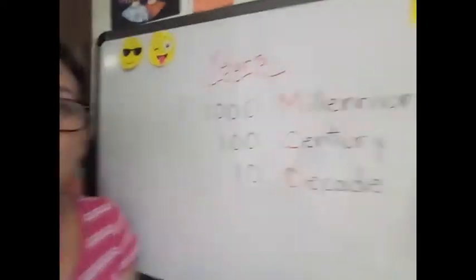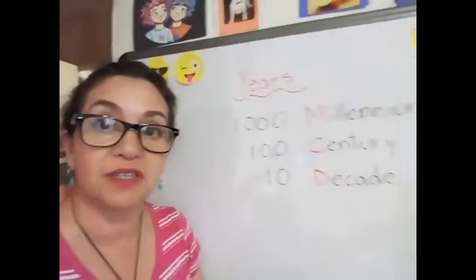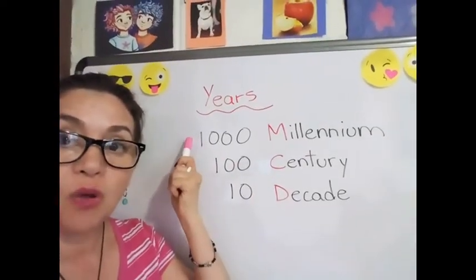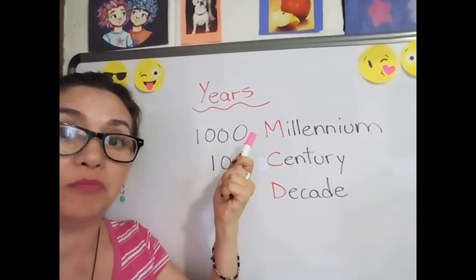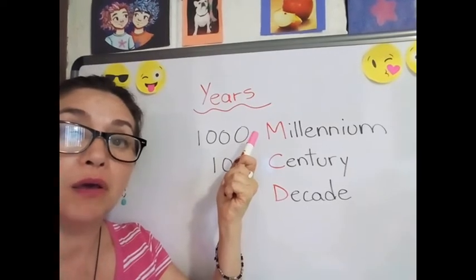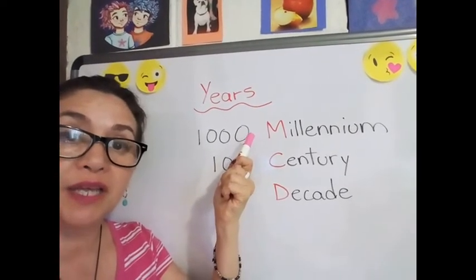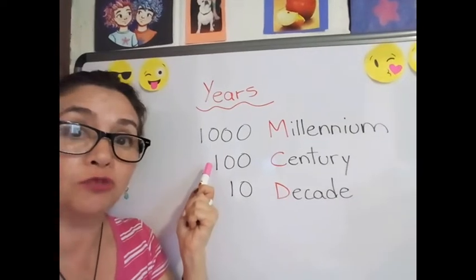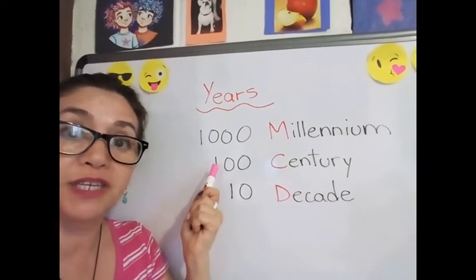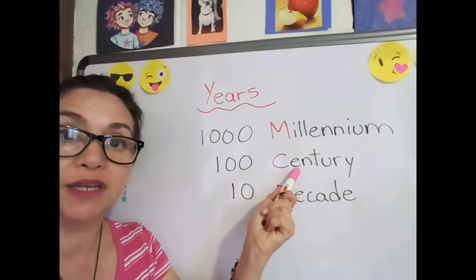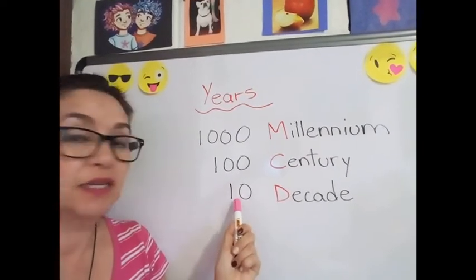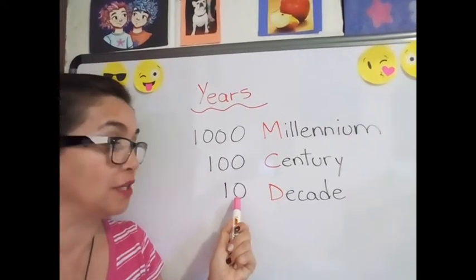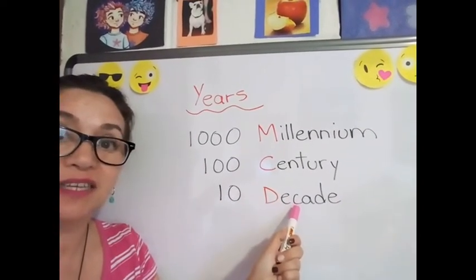And now let's see how we call groups of years. For example, 1,000 years is called a millennium. Repeat, millennium. And then 100 years is called a century. Repeat, century. And then 10 years is called a decade. Decade.